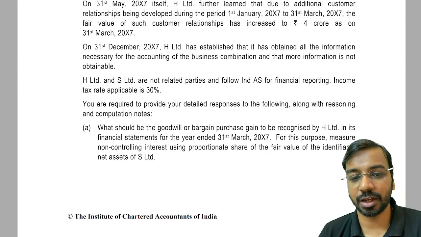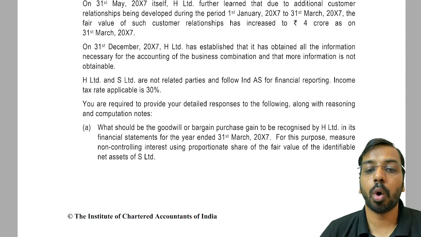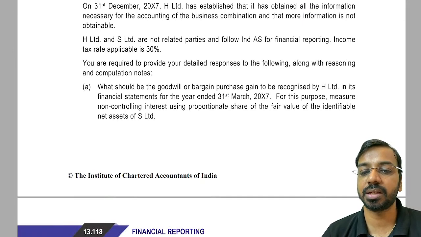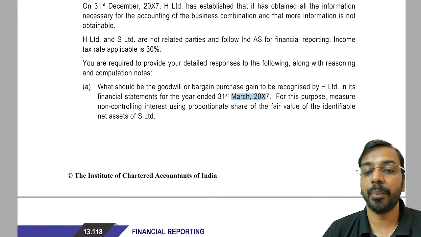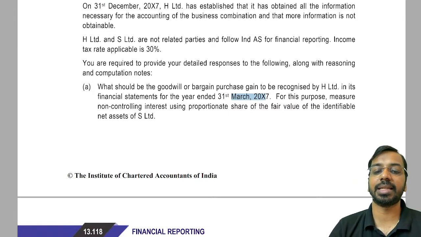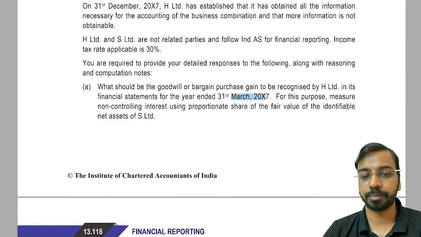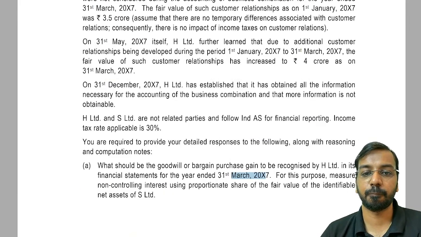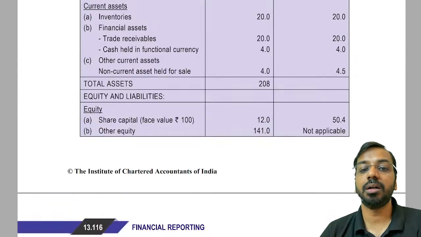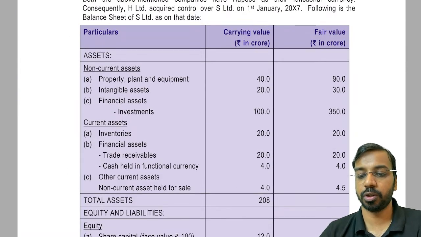First question: what should be the goodwill or bargain purchase to be recognized by H Limited in its financial statement for the year ended 31st March? For this purpose, measure the non-controlling interest using proportionate share of the fair value of the identifiable net assets of S Limited. So first we need to calculate the net assets. So, let us get into the working.